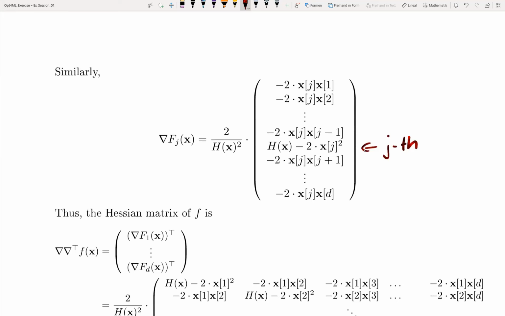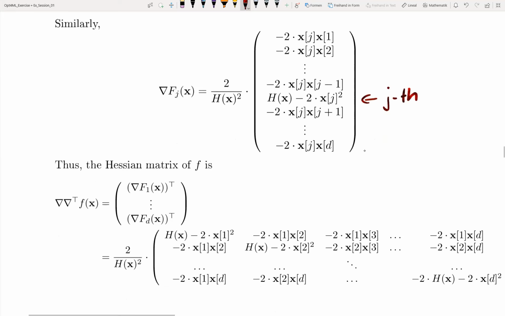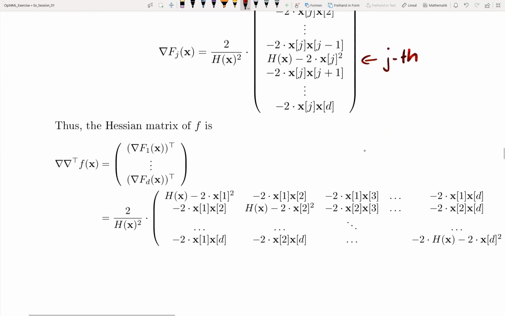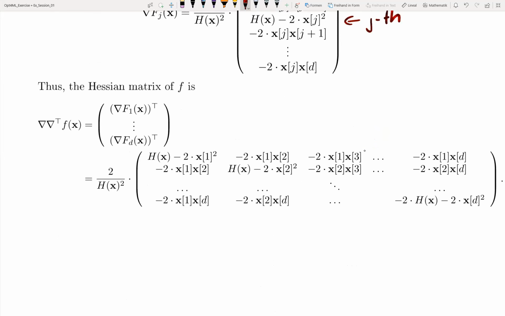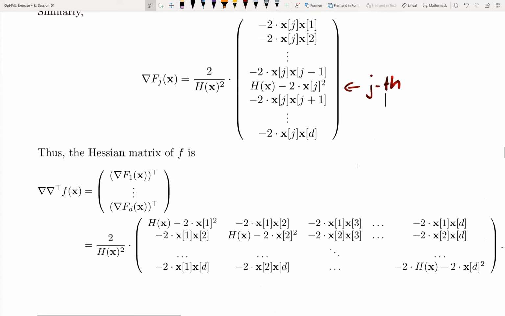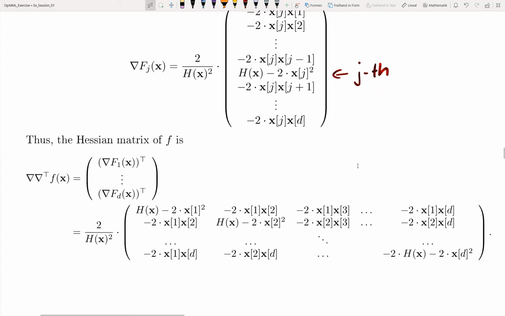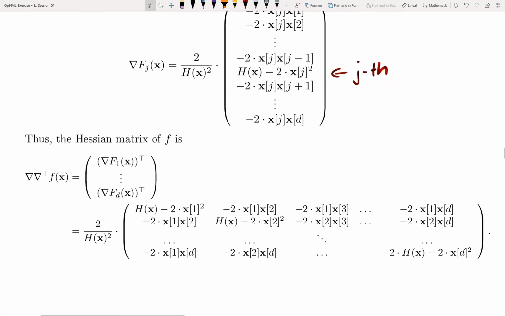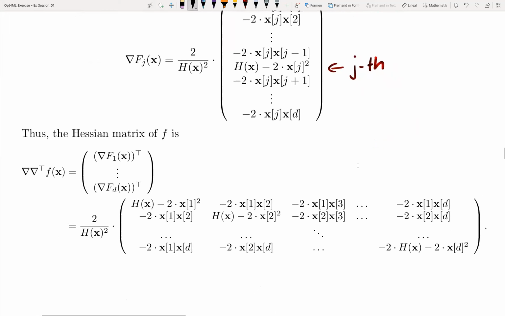Here the xj is coming into play, and here we have the square. All right, then putting everything together, I think there's a typo on the last entry of the matrix, which should be minus 2 times h of x. Oh yeah, thanks.